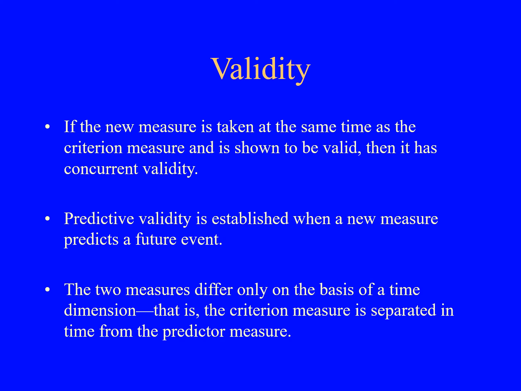Validity. If the new measure is taken at the same time as the criterion measures and is shown to be valid, then it has concurrent validity. While predictive validity is established when a new measure predicts a future event. The two measures differ only on the basis of a time dimension. That is, the criterion measure is separated in time from the predictor measure.